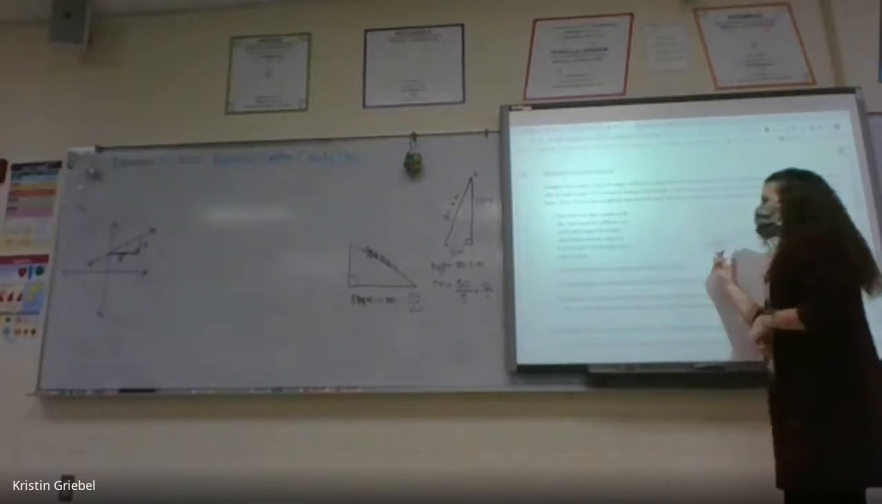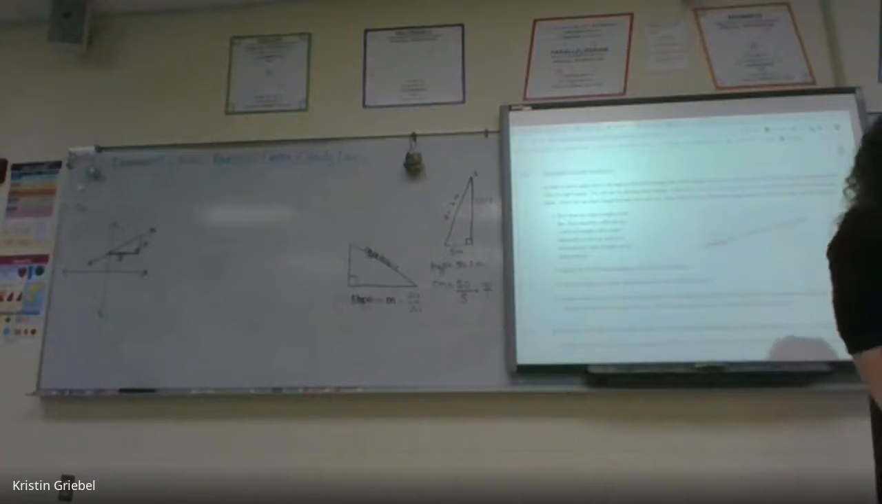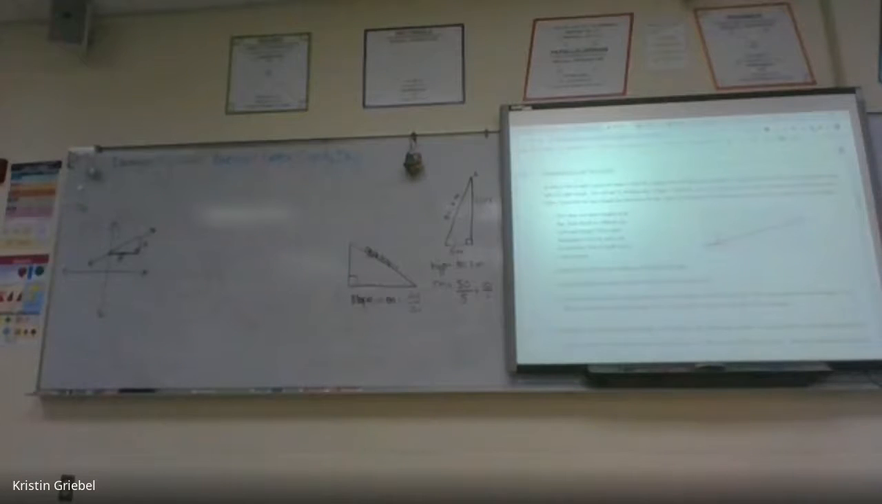So looking at the first triangle, what's our slope? What's the change in y? 1. And then the change in x, 5. So therefore the slope is 1/5. No decimals. We don't do decimals in slopes.